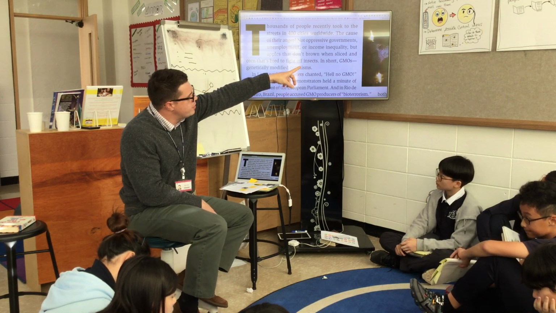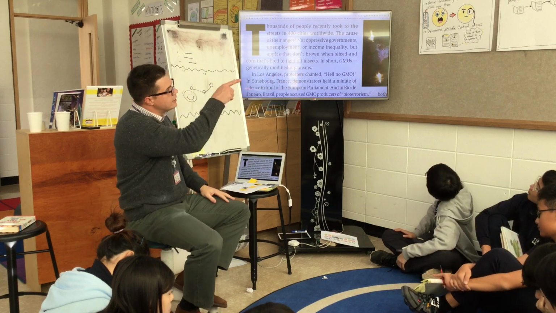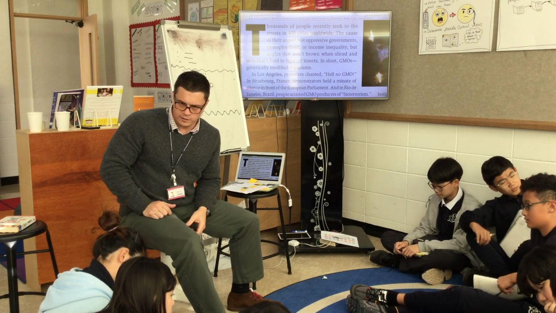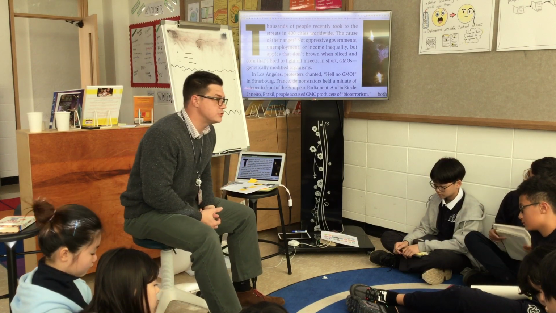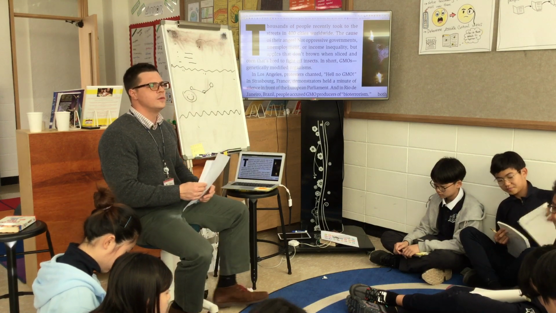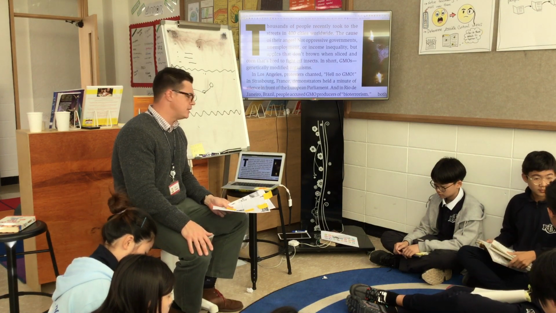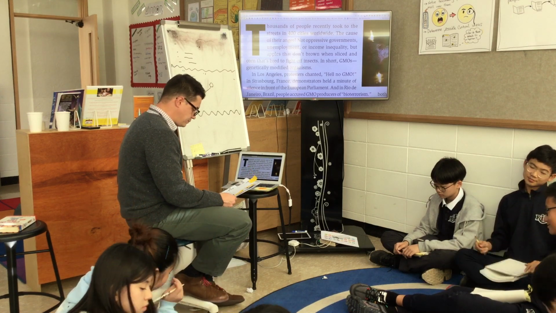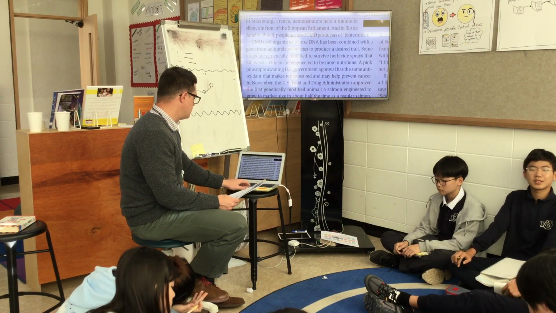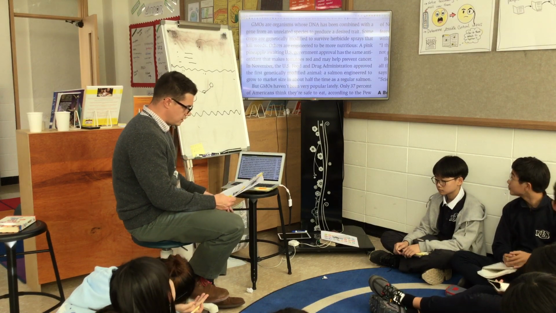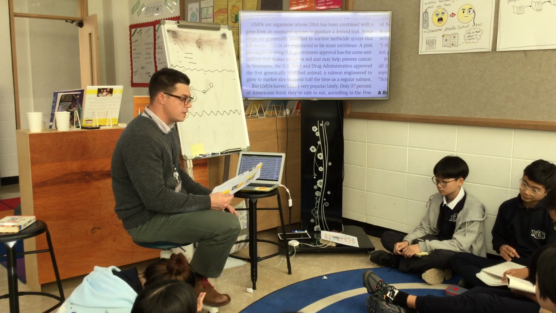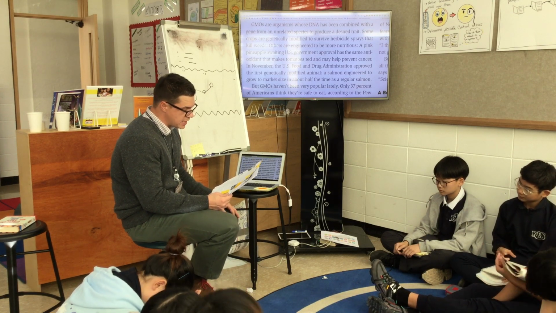See up there it says determine possible central ideas, and then later it says rethink central ideas. So I'm going to read a little more, and we're going to see if we can come up with a central idea, okay? So as I read, you can write more details. We're thinking about what the central idea of this article may be. So here we go. GMOs are organisms whose DNA has been combined with a gene from an unrelated species to produce a desired trait.